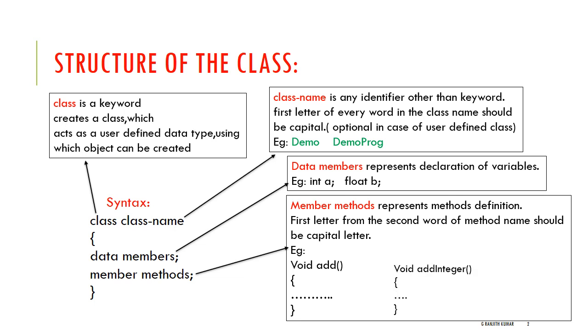And if you use more than one word as a method name, then the first letter of each word from the second word onward should be a capital letter. Here I have taken a second method name, addInteger. So add is all small letters, and in integer the first letter is a capital letter. Like this, the first letter of every word from the second word of the method should be a capital letter.